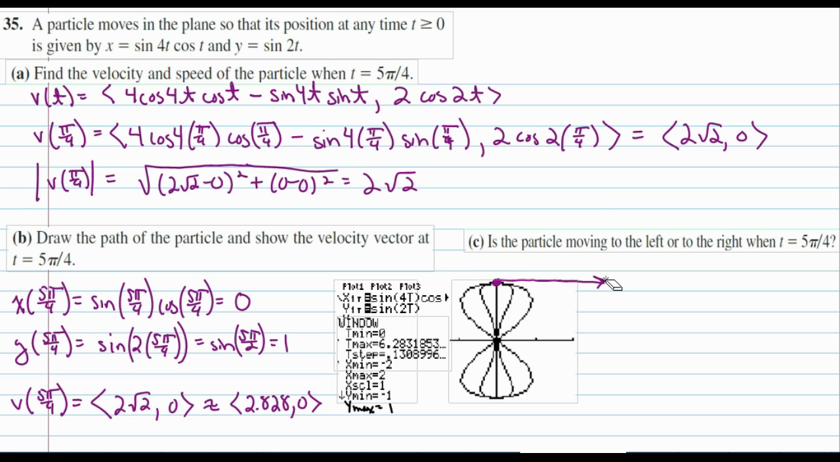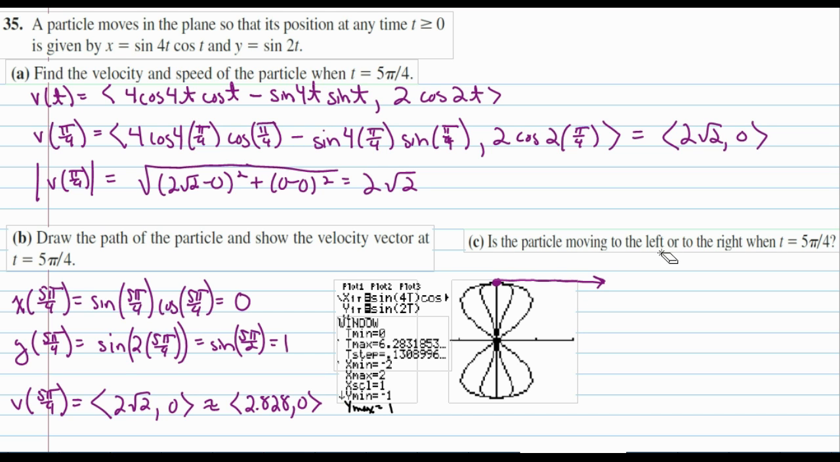So here's what this looks like, and I drew it to scale. Here's the point (0, 1), and my x max only goes out to 2, and this vector is supposed to go out to 2.828. So I drew it a little bit longer to kind of make it correct and accurate.